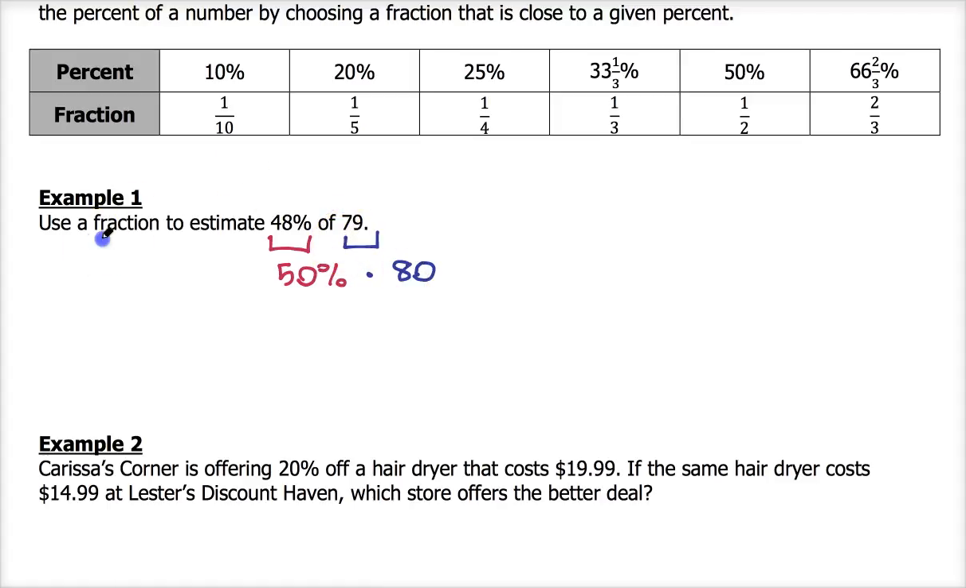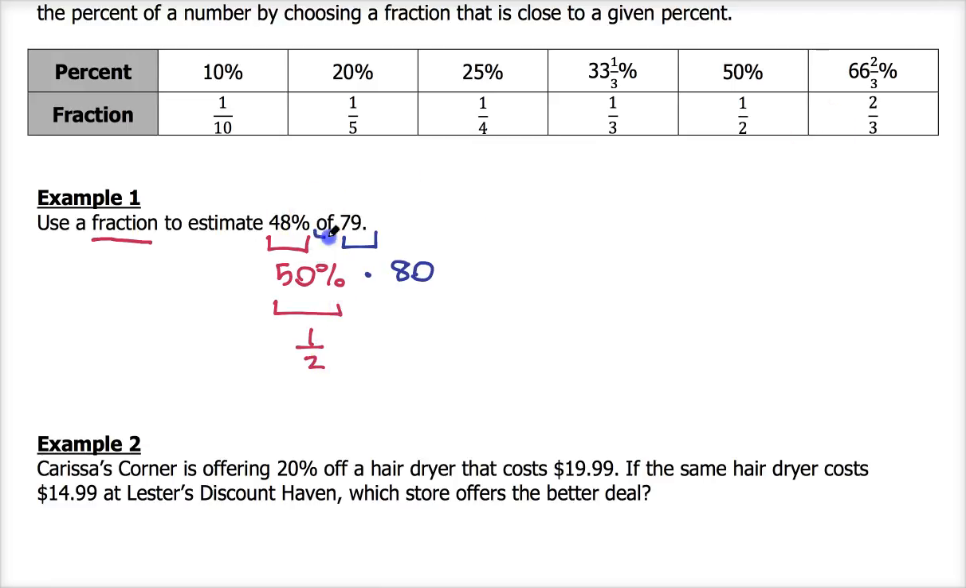So now we're going to use our fraction conversions, and based on the table we see that 50% is equivalent to the fraction 1/2. So this is going to be 1/2 times 80. Remember that the word "of" typically means multiply when we're doing computation problems, so this is 1/2 times 80, which would be approximately 40. So we would say that 48% of 79 is approximately or about 40.